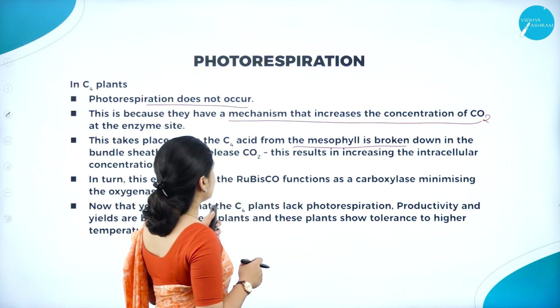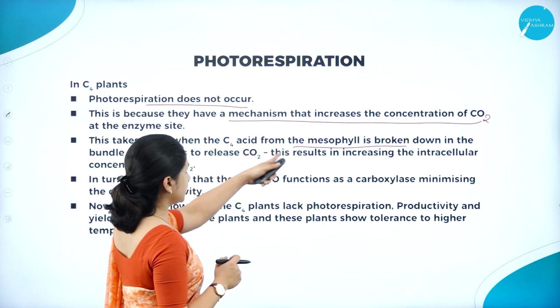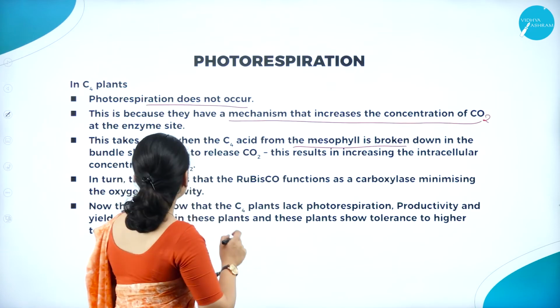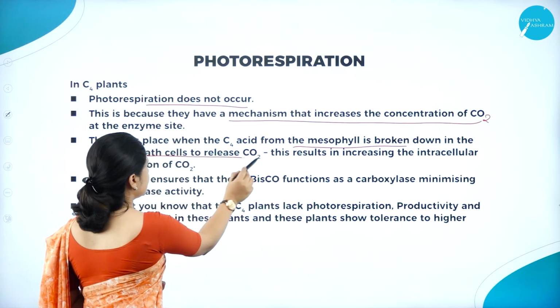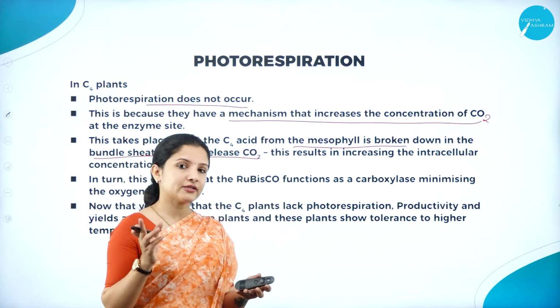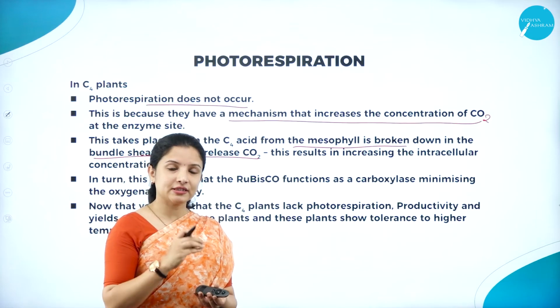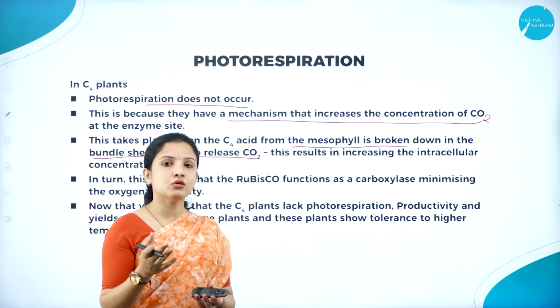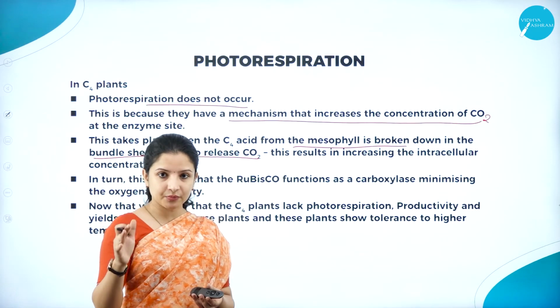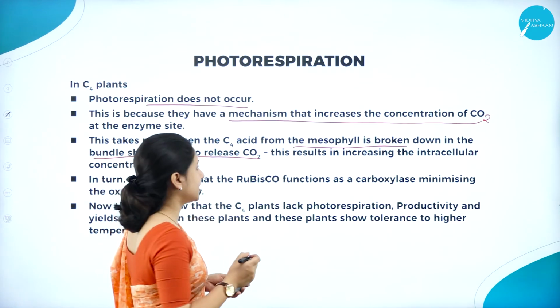So that oxaloacetic acid that is formed in the mesophyll cell gets broken down in the bundle sheath cells to release carbon dioxide. So what happened in the bundle sheath cell in the Hatch and Slack cycle, or the C4 pathway? The oxaloacetic acid got broken down into pyruvic acid. During that process, decarboxylation is occurring, that is, loss of carbon dioxide is occurring.